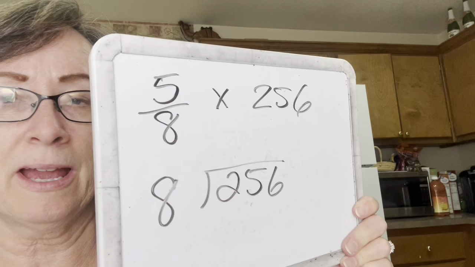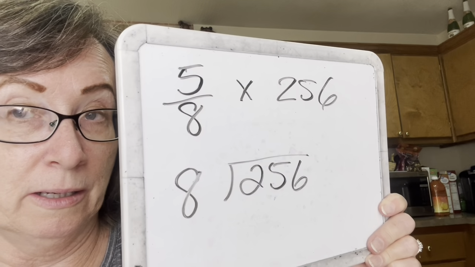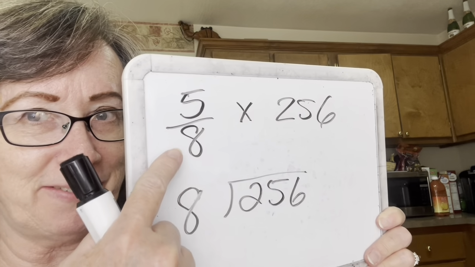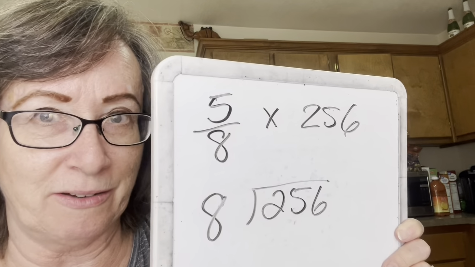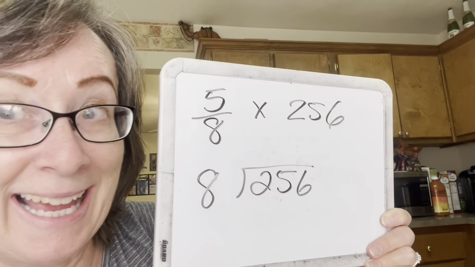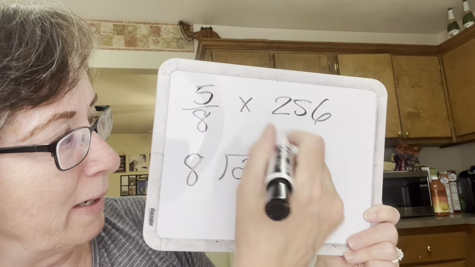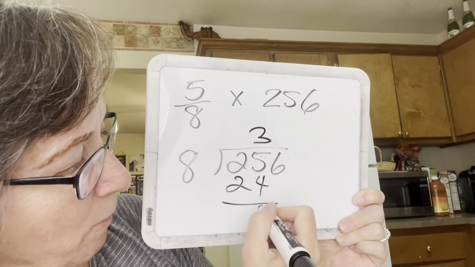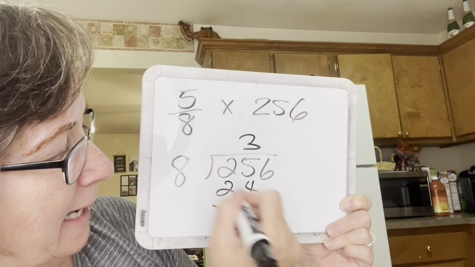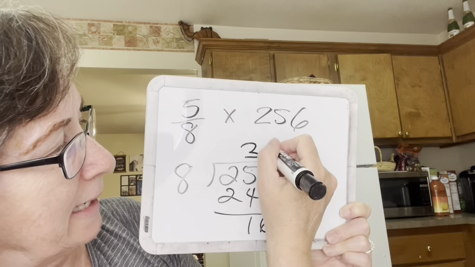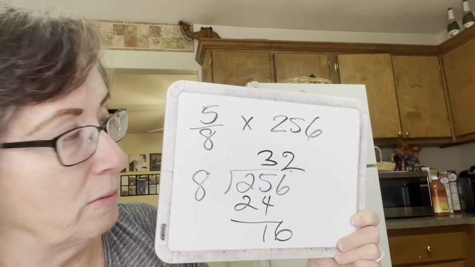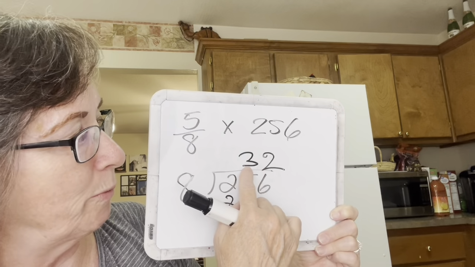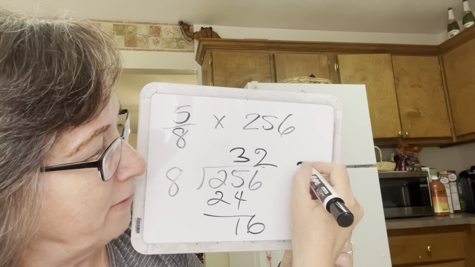Let's get another board. Okay, so remember when we're multiplying a whole number by a fraction, the easy way to do it is see if the 8 would go evenly into the 256, and it does. 8 goes into 25 3 times. 3 times 8 is 24. Take away 1 and bring down the 6. 8 into 16 is 2. 32. So 32 is 256 divided by 8. So now won't we multiply the 32 times the 5?